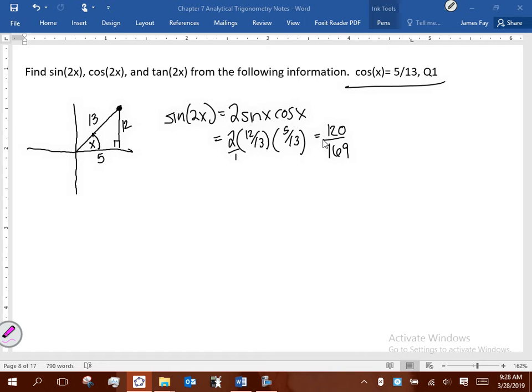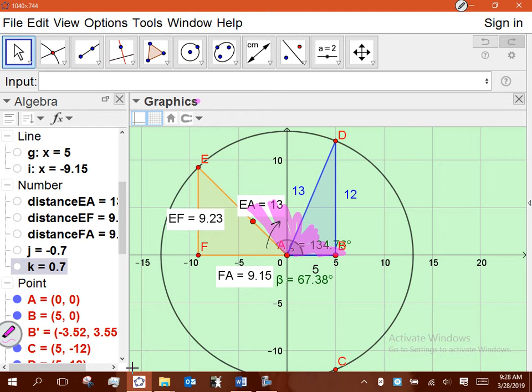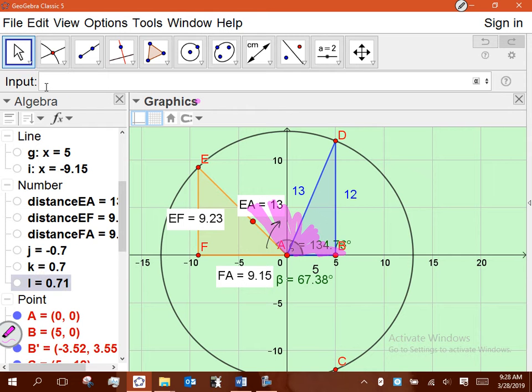The only thing that I'd have to pay attention to here is that yes, the sine of 2x is 120 over 169, but the cosine is going to be negative. So let's do, and I guess we'll get to the cosine here. I thought we did cosine first. Let's do the sine. So if I go sine of 134.76, it gives me 0.71. And now using the orange triangle, it's 9.23 divided by 13. That's obviously a positive number, and it's 0.71. Does that relationship kind of make sense of what we're doing here?